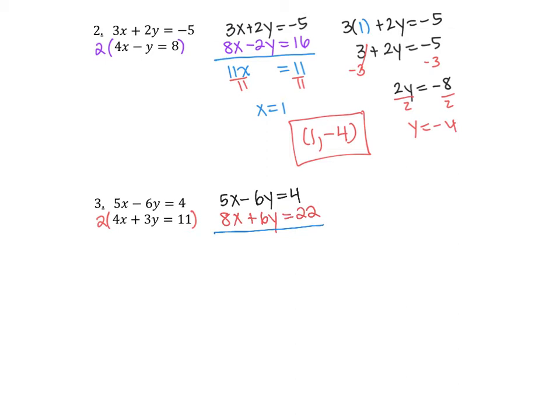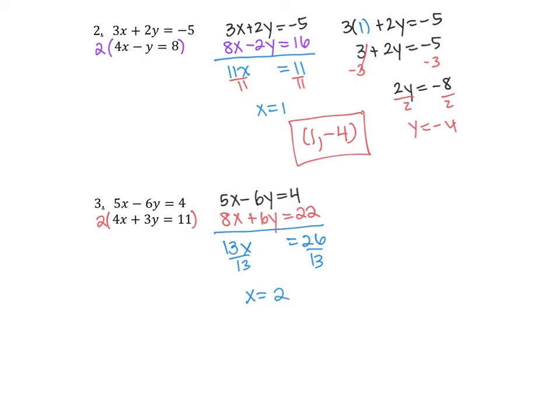Okay, let's see. 5x plus 8x is 13x. Negative 6y and positive 6y cancel, which means I did this correctly. 4 plus 22 is 26. Okay, divide by 13. I get x is 2.